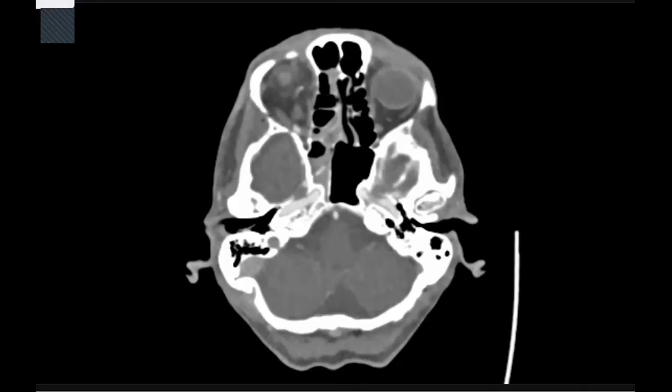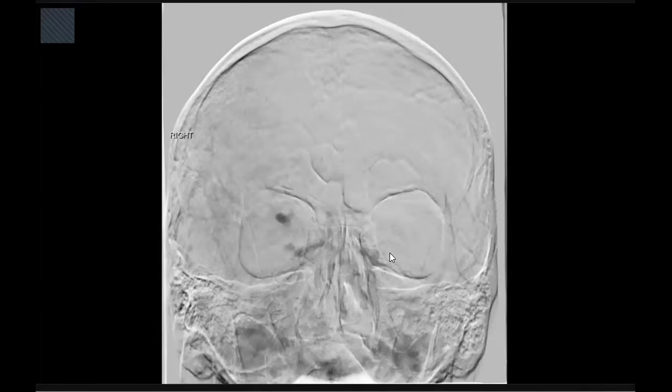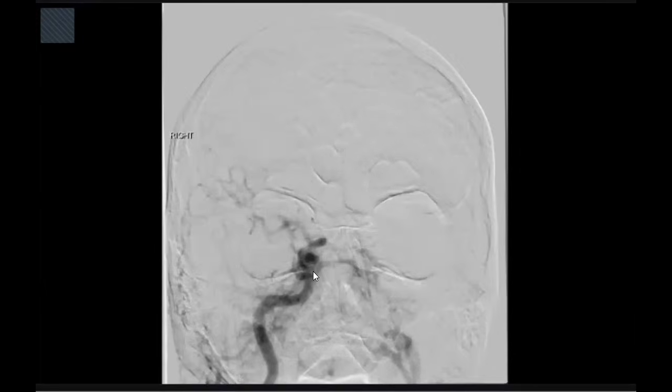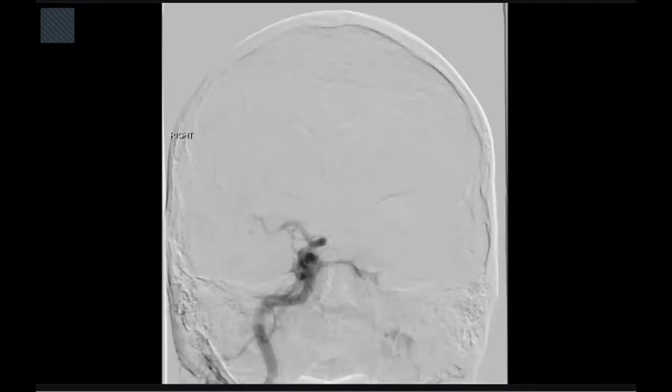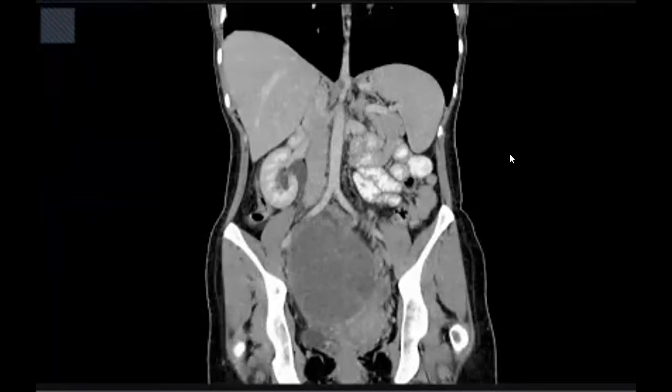Okay. And by the way, this patient did conventional angiography for coiling. You did two cases or one case? One case. Yes. Okay.